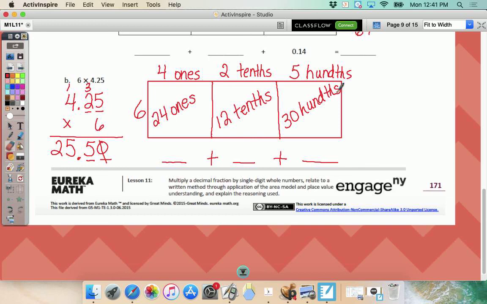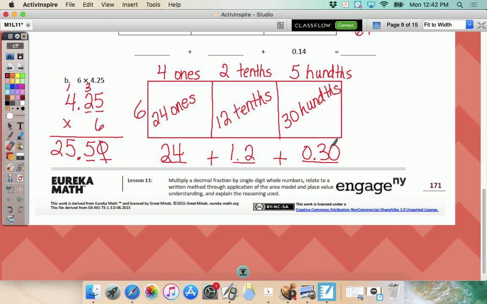Axel, how do I write 24 ones in standard form? Just a regular number. 24. Very good. Okay, this is the hardest one. Cassandra, how do I write 12 tenths in standard form? 1.2. Oh, you guys are so smart. Did everyone remember that? Yeah. The last digit you write is in the tenths place, okay? And 30 hundredths, Tucker. 30 hundredths would be 0.30. You're right. Or just 0.3. Either one will work, okay? Now here comes the part that the kids mess up on the most, and I don't know why.